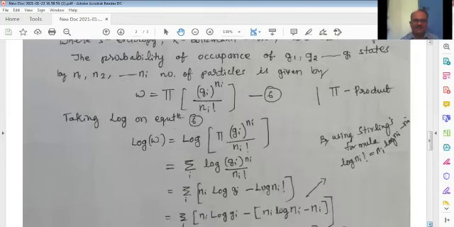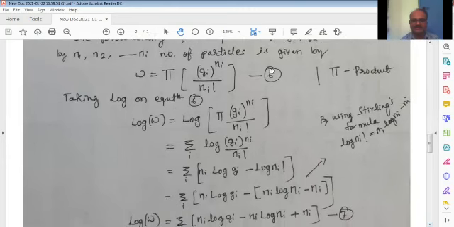Then taking a log on equation 6, this becomes log omega. Log omega is equal to log of this quantity. And here when this log operates on a product, it becomes a sum. So summation over i, log of Gi raised to ni divided by ni factorial.